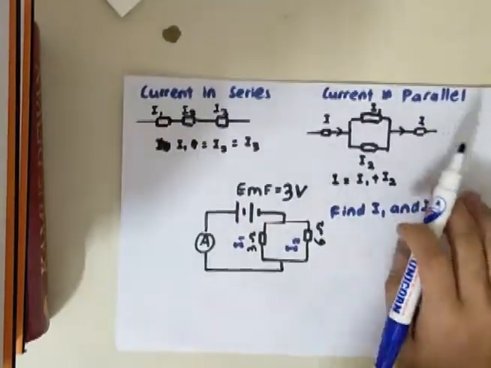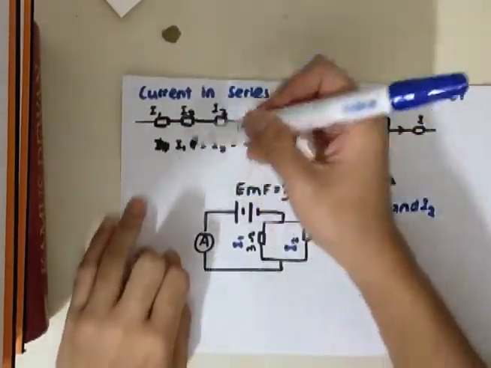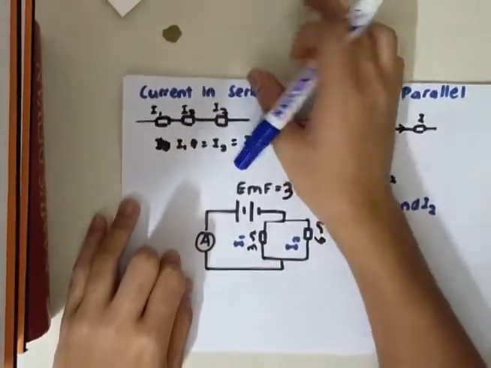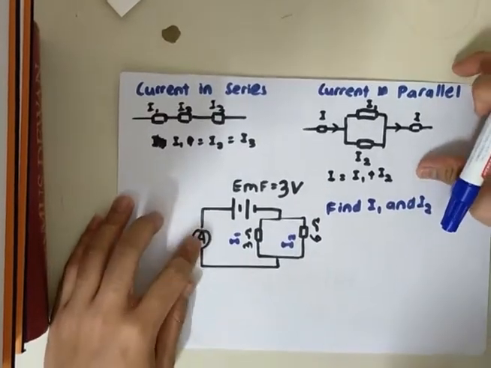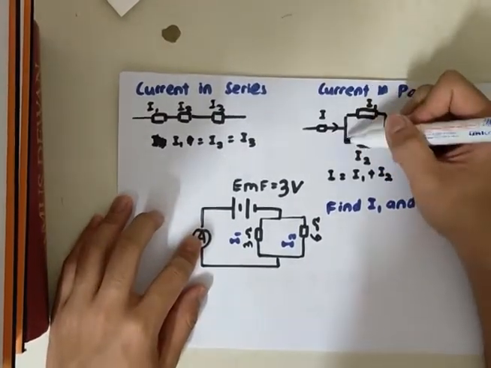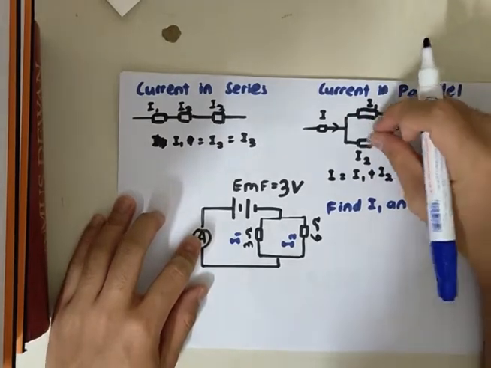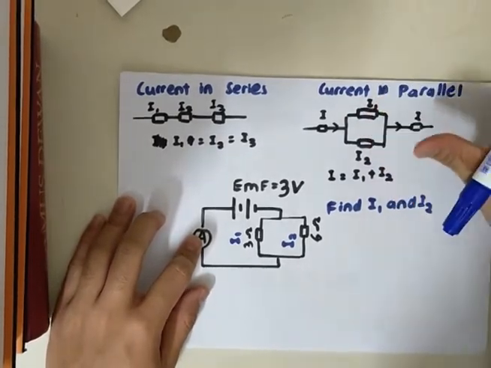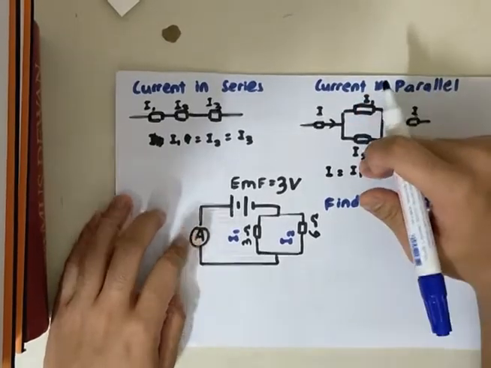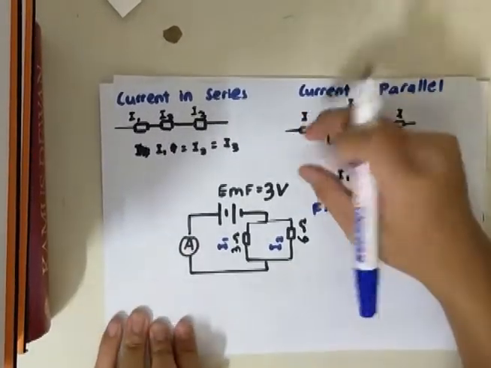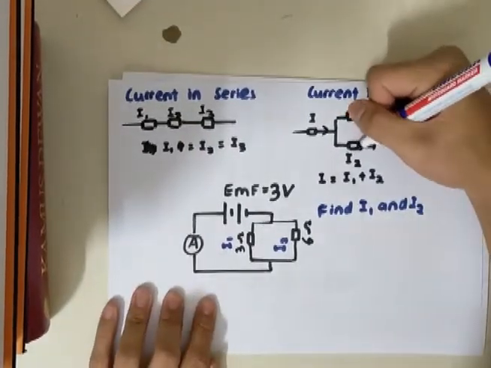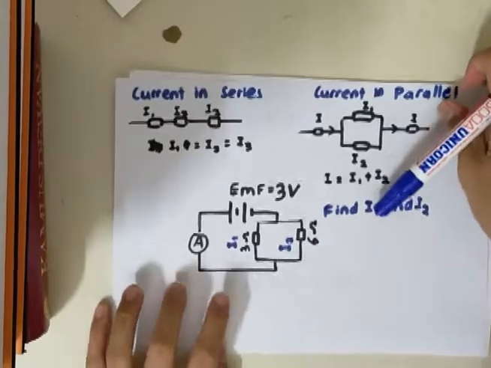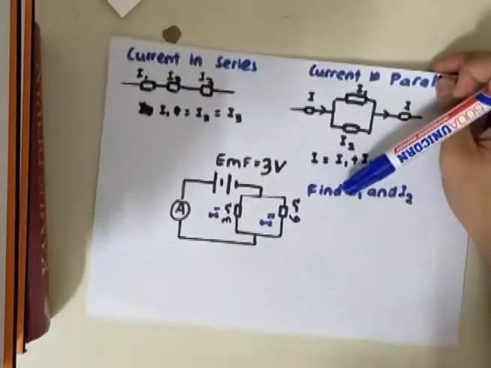The next thing we will be learning is the current in series circuit. The current in series circuit is the same throughout all resistors. While current in parallel, when it branches from the series to parallel, will divide itself accordingly. So I1 plus I2 equals the initial I. If this is 2 and this is 4, then the initial I will be 6.